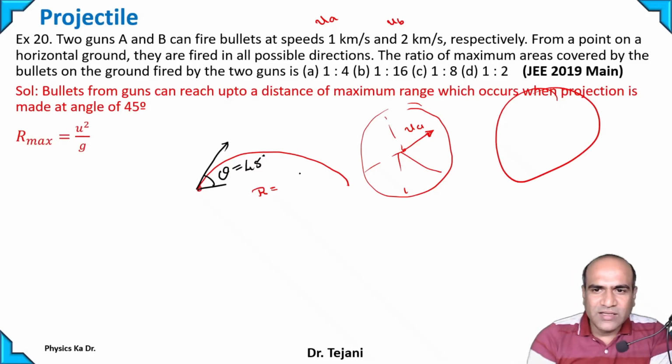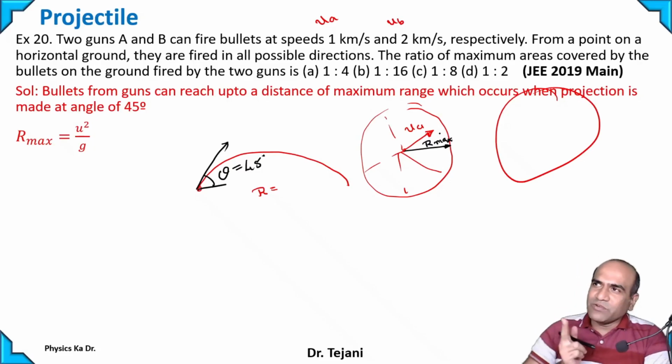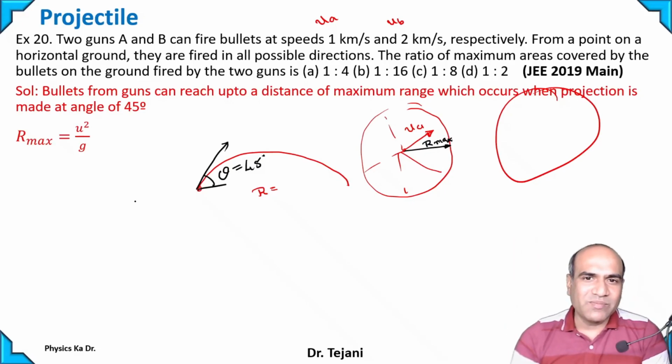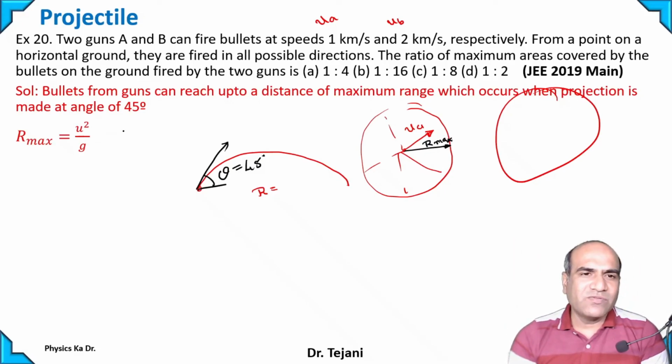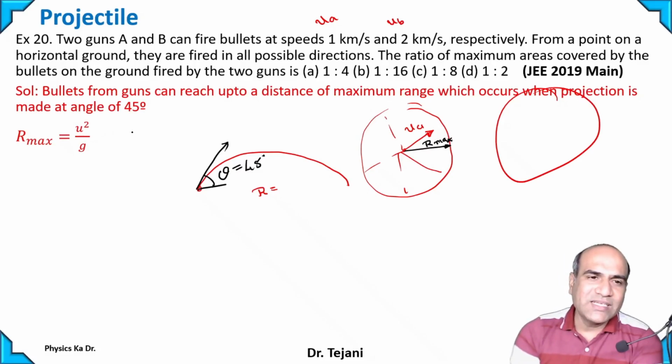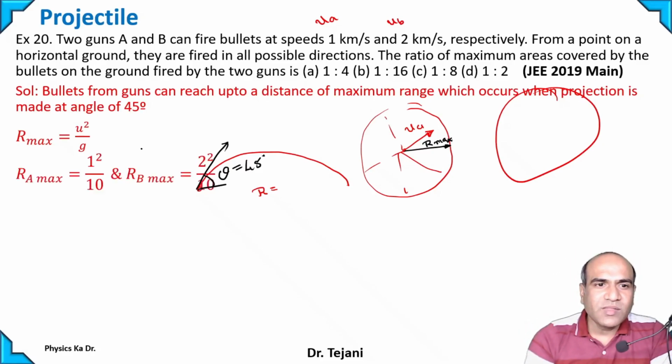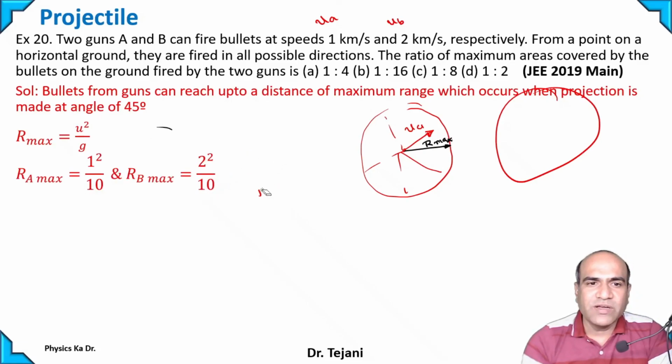So the first gun, in one direction, can have R max. If you shoot at 45 degrees, the bullet travels maximum. R maximum is equal to U square, sine 45 multiplied by 2 is 90, so it becomes 1. So it is not required. R maximum, we already proved this equation, R maximum is equal to U square by G. Put the values here. And similarly here for RB also 45 degrees. So RA maximum is equal to 1 square by 10, RB maximum is equal to 2 square by 10.